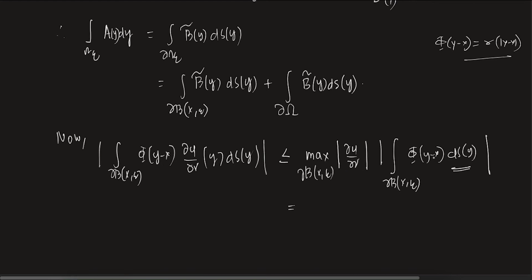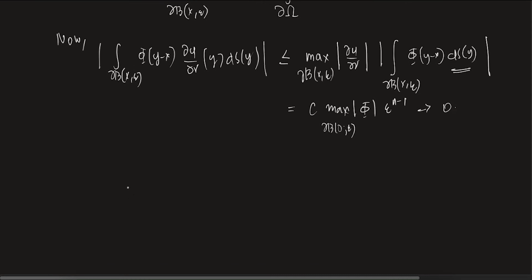So basically, maximum of this and maximum of this. Let's say this is your C, and I'm again taking the maximum of phi and taking that outside. You have the integral of ds y over del B x epsilon. That's basically the surface area, which looks like epsilon power n minus 1. Of course, some constant is there, and that is getting absorbed here. So this goes to 0 as epsilon goes to 0. That's quite evident. Is it clear?